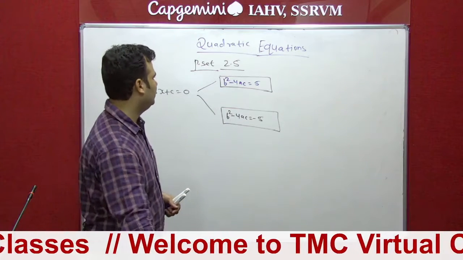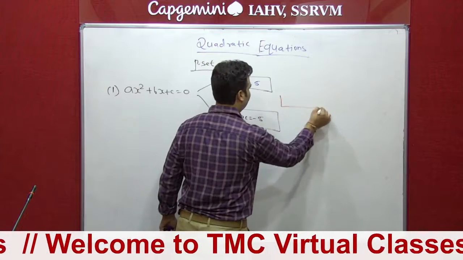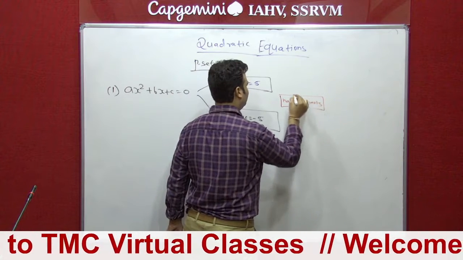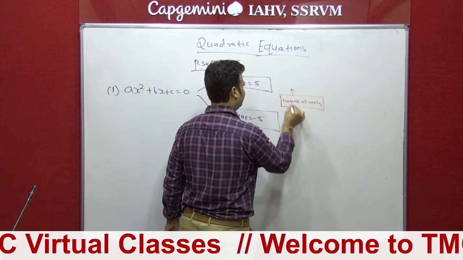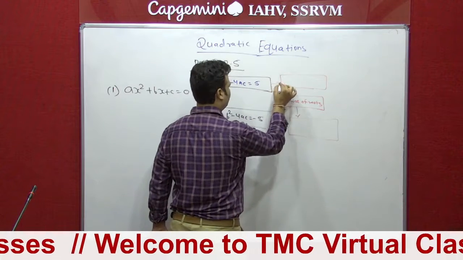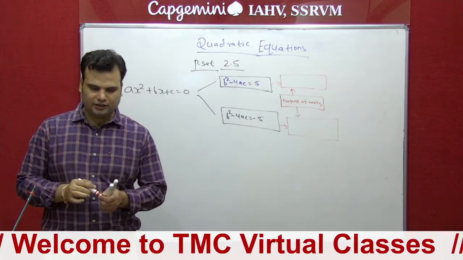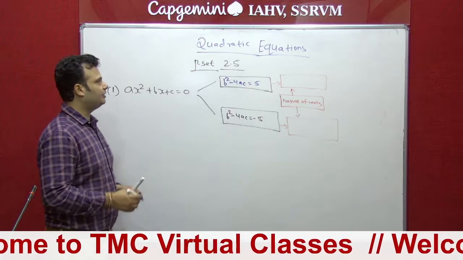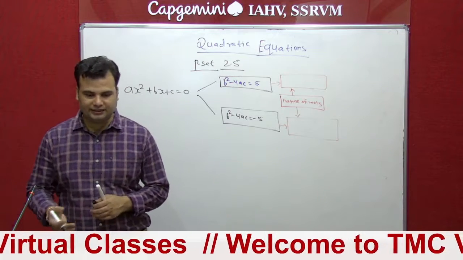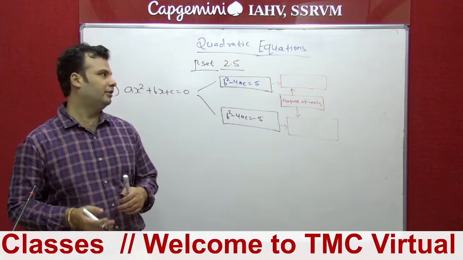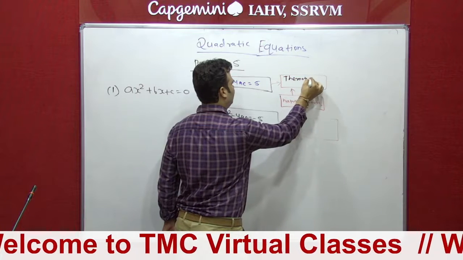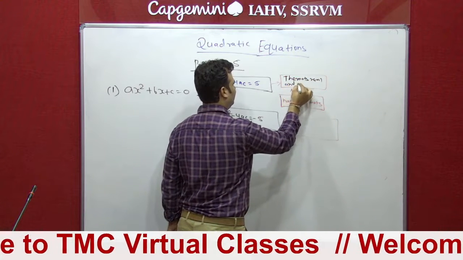So what is the nature of the roots? Student, we have to find the nature of the roots for this one and this one. So you can see here simply, if b square minus 4ac is 5, so greater than 0. If it is greater than 0, we can write the roots are real and unequal.